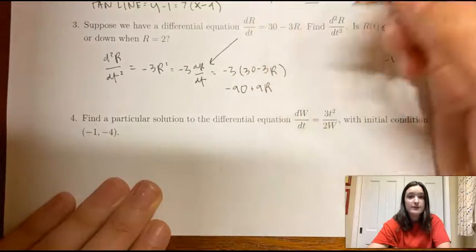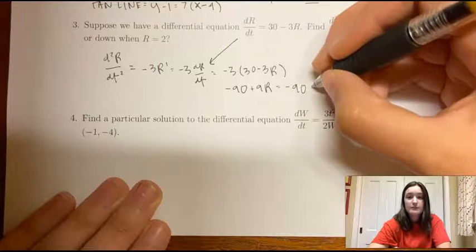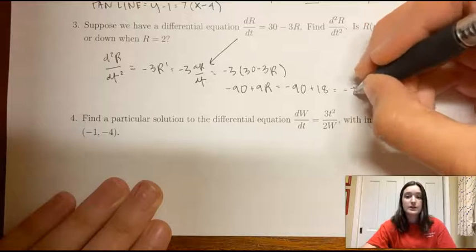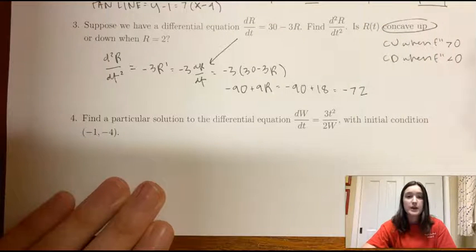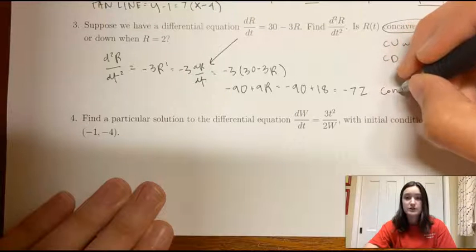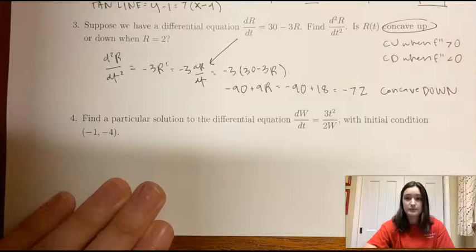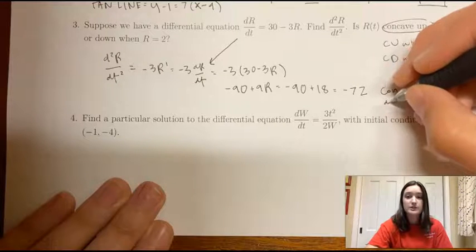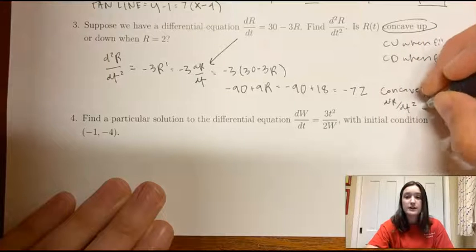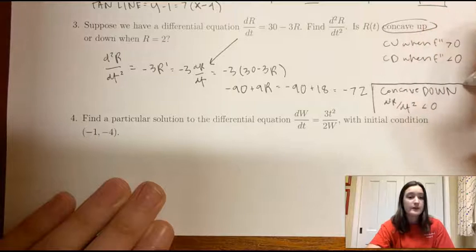So you would have -90 plus 9r, and then you see in the problem that r equals 2. So you plug that in, you have -90 plus 18. And then remember the question is about concavity. So you've got -72, and -72, remember, is the second derivative. So since -72 is below 0, you're going to have concave down. So I'm just writing out the justification for that. It's concave down because the second derivative is less than 0. And there's your answer.